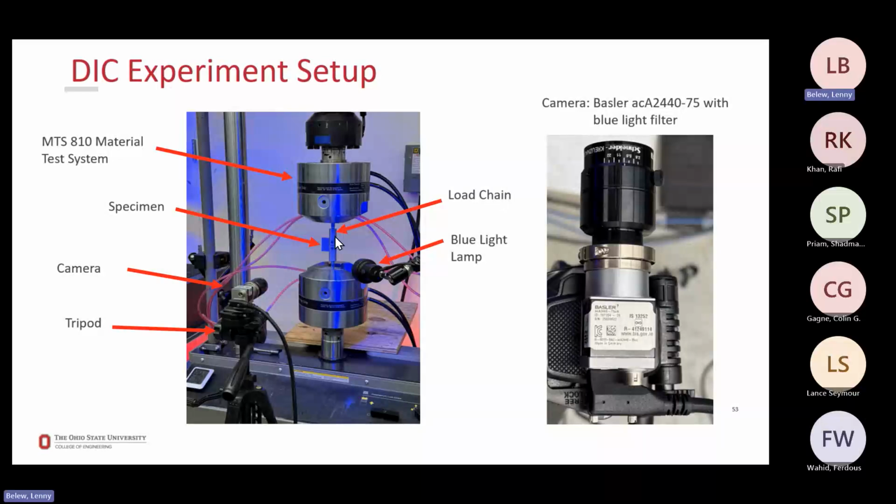This is our load chain. It's the two flanges coming from the top and bottom. And then all of this is flooded with blue light from our blue light lamp. And then on the right is just some specs about the camera that we used in case anyone wants to repeat this experiment.